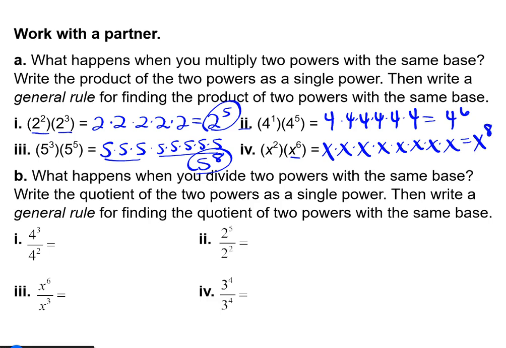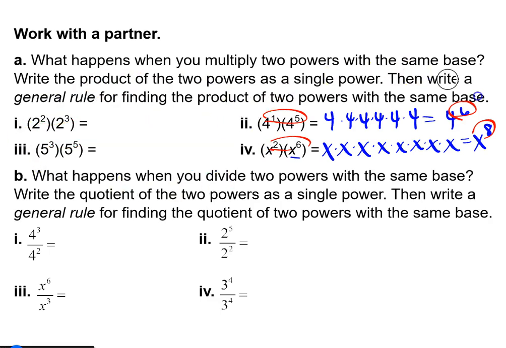So if we look at that and we look for the pattern, what can we see? What can we do with 2 and 3 to get 5? And with 3 and 5 to get 8. 5 and 1 to get 6. 2 and 6 to get 8. It seems that we are just adding the exponents, which is what our rule states.